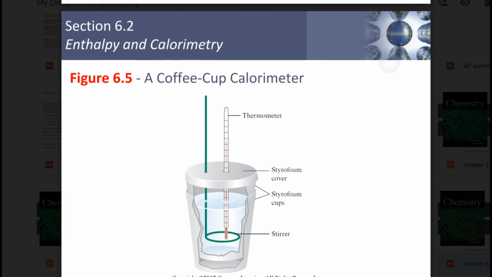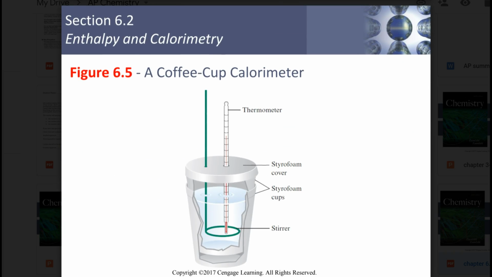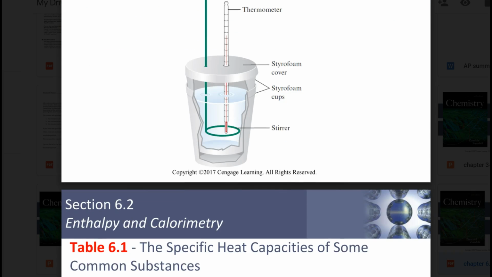All right, so this is a coffee cup calorimeter. This is what I mean by using just a styrofoam cup, right? And we have a cover. You put a thermometer in there to see the temperature change, and you're carrying out the reaction inside the calorimeter, and you measure the temperature change. Once you know the temperature change of the water, then you can easily determine your heat, because you know the heat capacity of water.